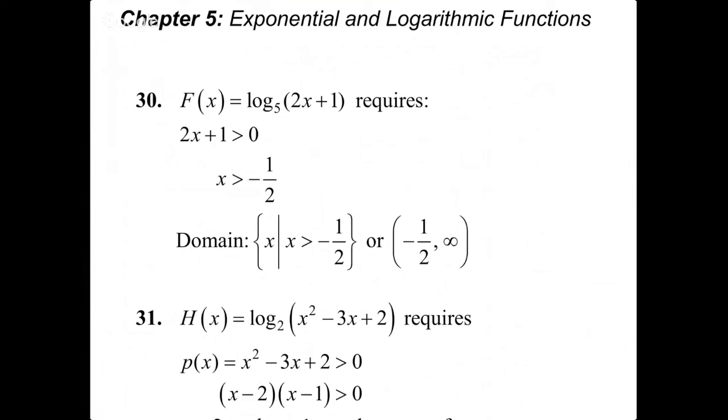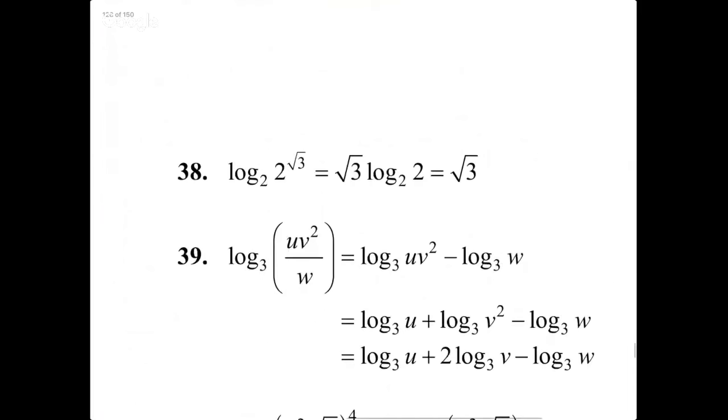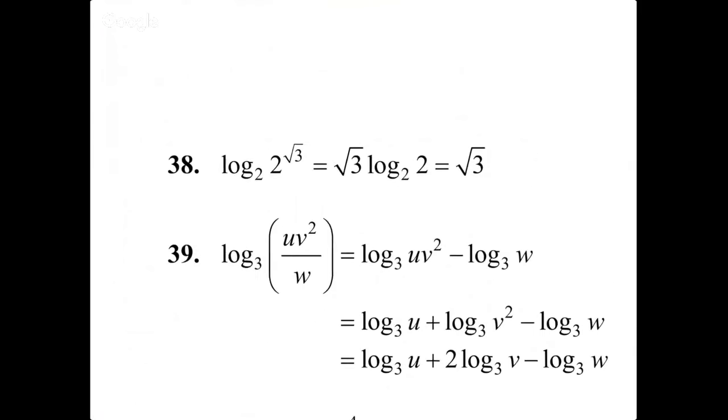On number 38, log base 2 of 2 to the root 3 should be root 3. Yes, there it is, root 3. Pretty basic application of the log property there. We have an explicit property that we can apply there, log base a of a to the b equals b. Also, we can show that it's true by using the exponent rule and then knowing that log base 2 of 2 equals 1.